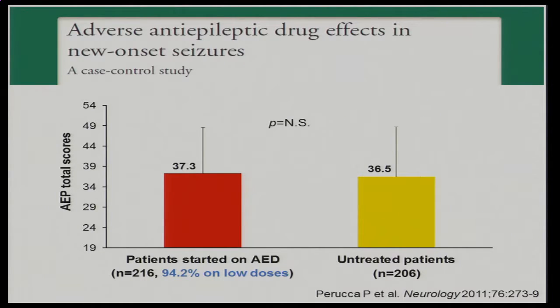So this is a study where we compared, using an instrument listing symptoms and signs suggestive of toxicity, patients in a group with new onset epilepsy, randomized to immediate anti-epileptic drug therapy or randomized to delayed treatment. And patients were asked to complete this questionnaire with symptoms and signs suggestive of toxicity. And the composite scores did not differ between the two groups 3 months after enrollment into the study. Most patients who were started on medication were started at low doses. This means, in other words, that if you start a patient on their very first drug at low doses, the chances of experiencing toxicity are very low.